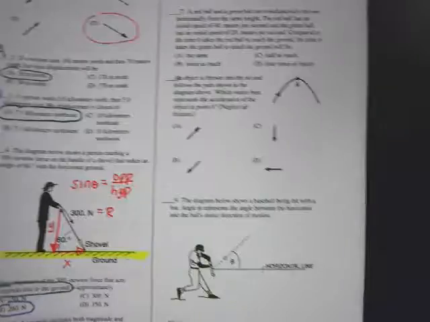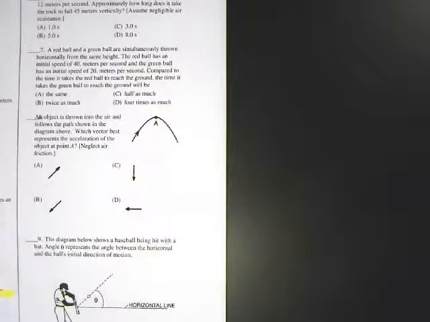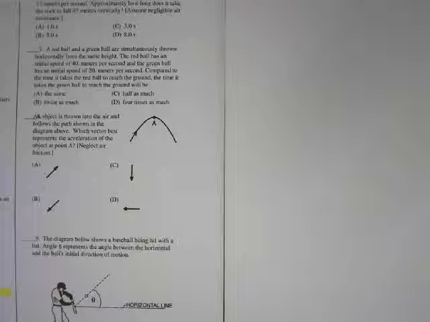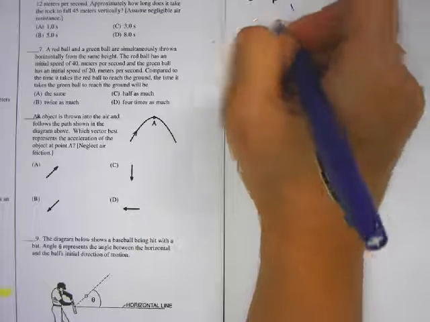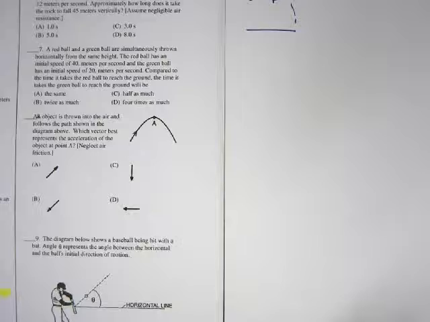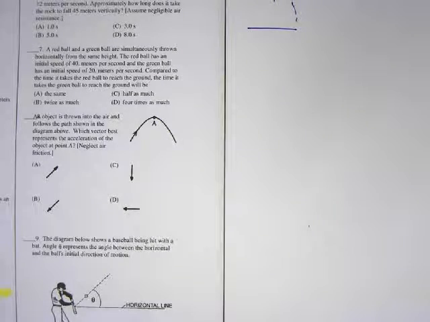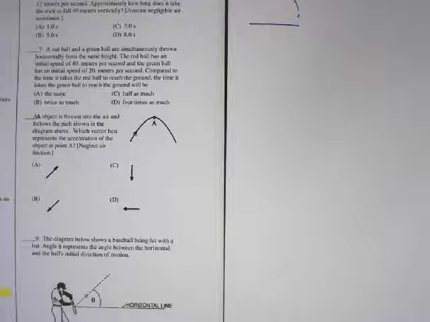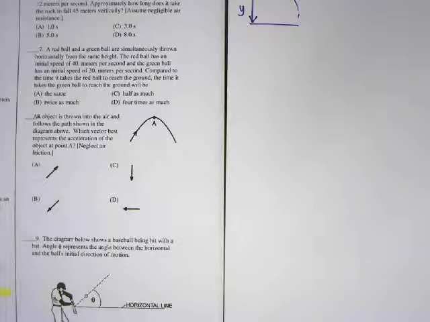All right, now we're going to do number 6. Okay, so number 6 said a rock is thrown horizontally. So it's this type of projectile from the top of a cliff at 12 meters per second. So this is equal to 12. Approximately how long, so we want to find the time, does it take the rock to fall 45 meters? So that means that this y is equal to 45.